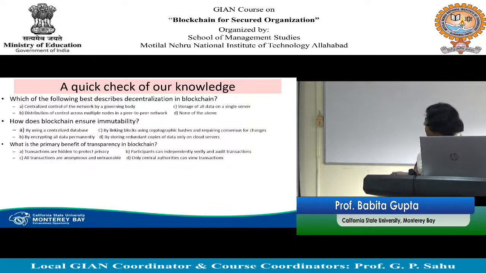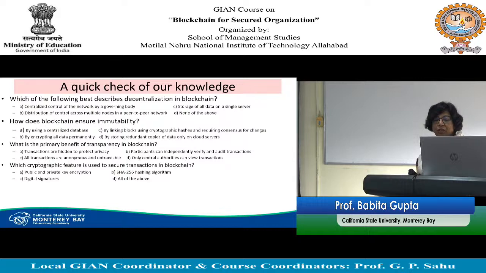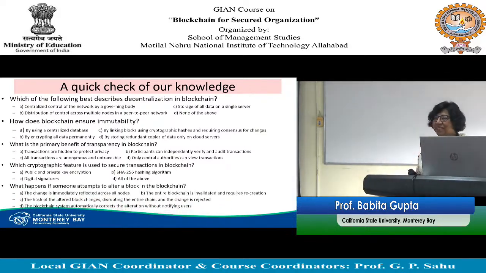What is the primary benefit of transparency in blockchain? So are transactions hidden? No. Are transactions anonymous and untraceable? No. No, but we do know that it's visible to everybody. Has the ledger, right? It's the ledger. Okay. Which cryptographic feature is used to secure transactions in blockchain? Very good. You guys are listening then. That makes me feel happy.